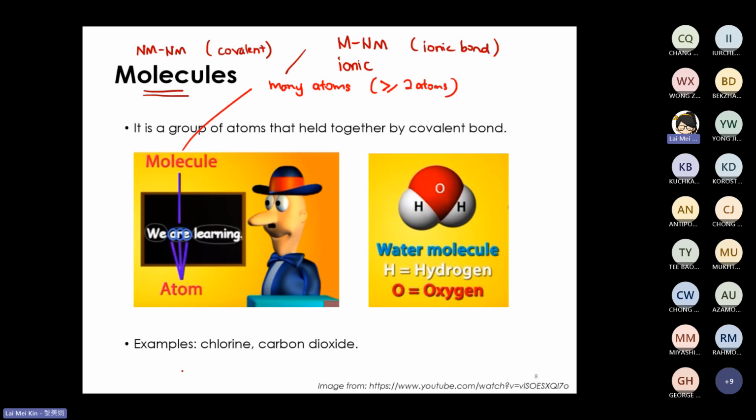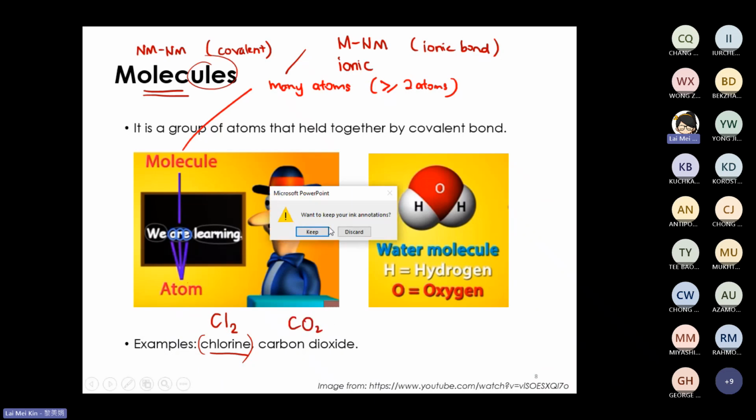All right, so example of molecules, you have chlorine. What is the formula of this chlorine? What do you think? Cl or Cl2? Why cannot be Cl? Because it's molecules. Okay, cannot be Cl. So this is Cl2. What is carbon dioxide? CO2.